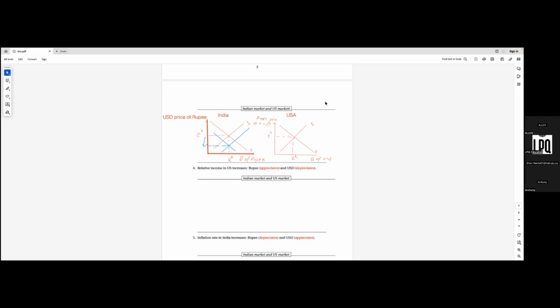Once again, the effects of the same event on the American market. A lot of Indians and foreigners come over here to buy our home currency, so we shift the demand curve to the right. And the Americans have no need to invest in India or travel to India. So the USA is appreciating. The right-hand side is appreciating.